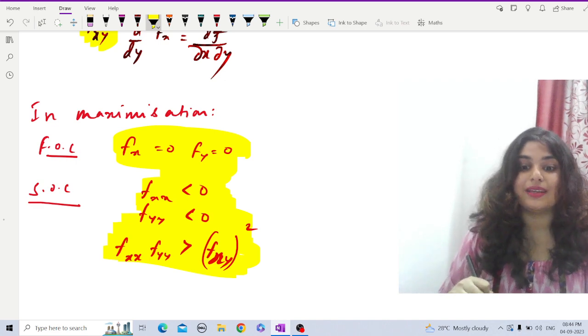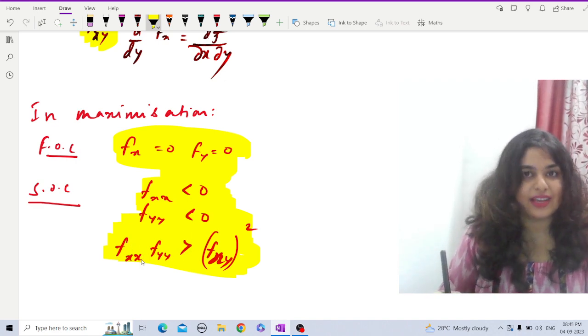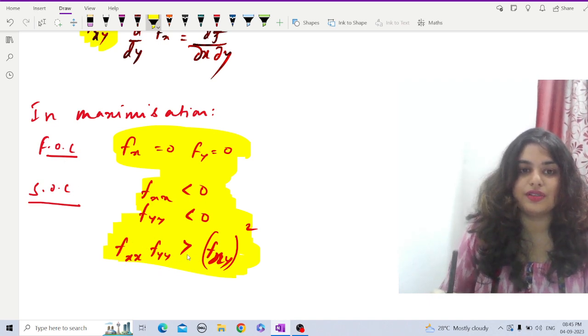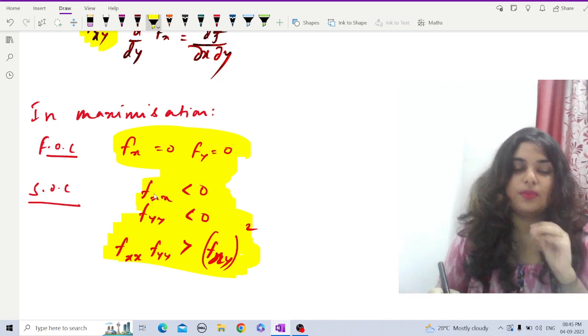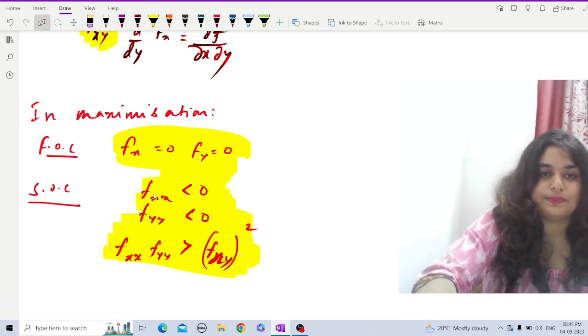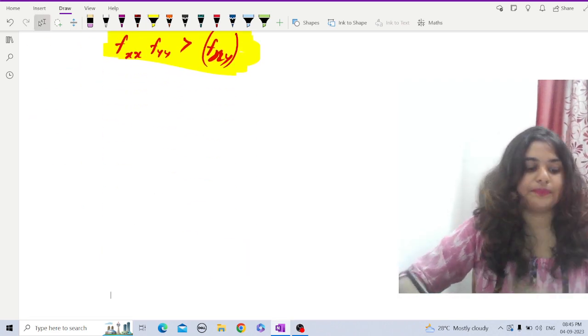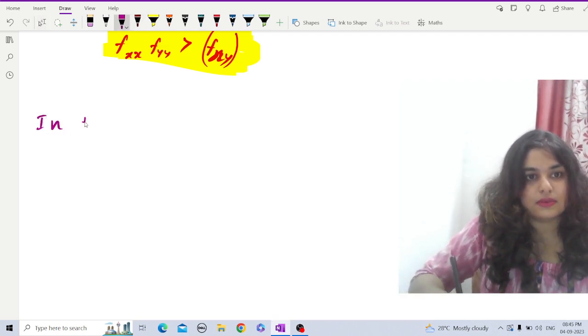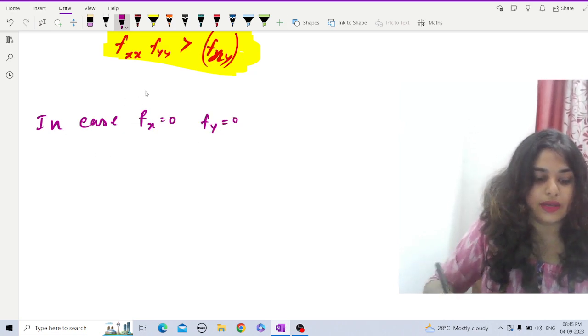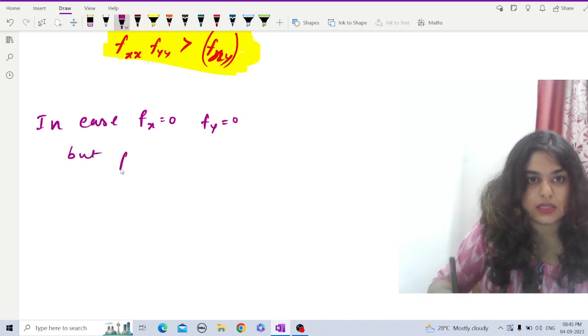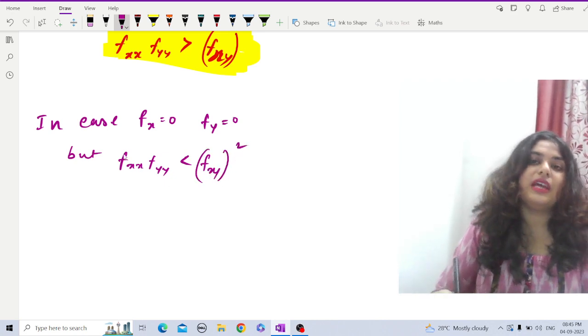Clear? Okay, now what if the sign of the third condition of the second order derivative is reversed? What do we have? In this case we do not have maximization or minimization, but we have some specific points, for example the saddle point and the point of inflection. That is, in case fx is equal to 0, fy is equal to 0, but fxx times fyy is less than fxy whole square, then we have two specific cases.